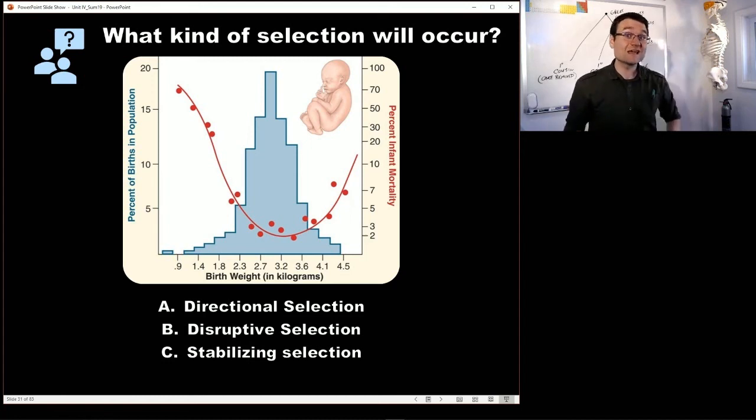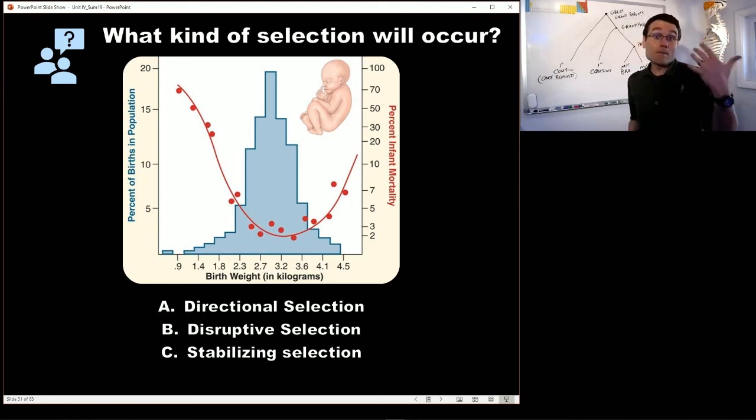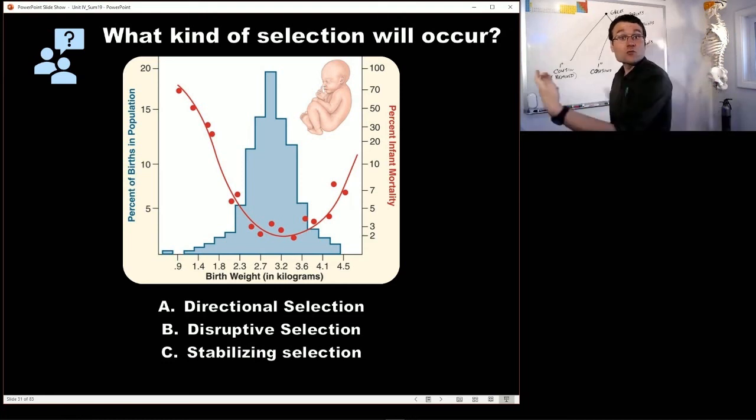So that's stabilizing selection. Interestingly, now that cesarean sections can be accomplished much, much more safely, and most of the time the mother and child both survive, average birth weights have been ticking up. So you can see a little bit of directional selection starting to work its way in, basically as a response to medical technology.